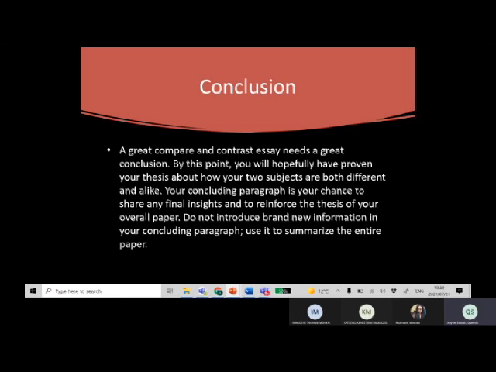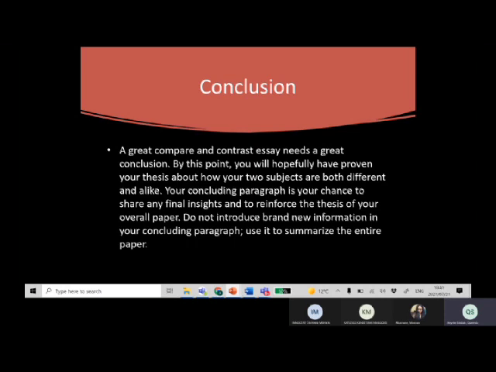Then, of course, your conclusion. A great compare and contrast essay needs a great conclusion. So what we mean here is you hopefully have proven your thesis about your two subjects. Even with, let's say, you're comparing the two types of education, South Africa and Zimbabwe, if your thesis states that Zimbabwe has the best education in Africa, or has the best education as compared to South Africa, so that is your thesis.